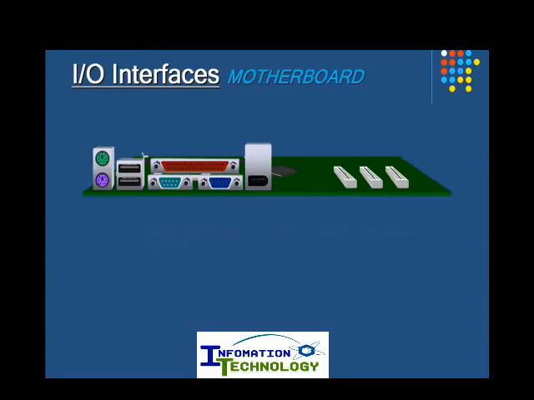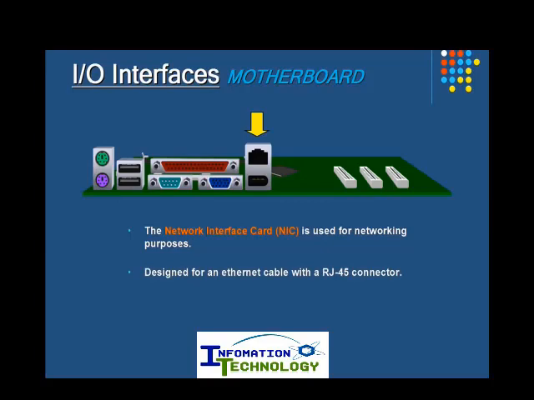The NIC or Network Interface Card is a port on the motherboard that is used for networking purposes, such as connecting to the internet and sharing data between computers. The port is designed for an Ethernet cable with an attached RJ45 connector. A NIC provides a computer with a constant dedicated connection to a network. And each NIC has its own unique identifier called a MAC address. The transfer speed ranges from 10 to 1,000 megabits per second.